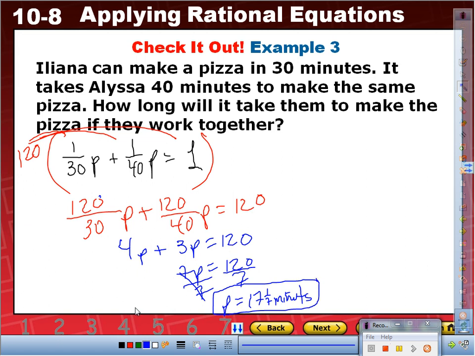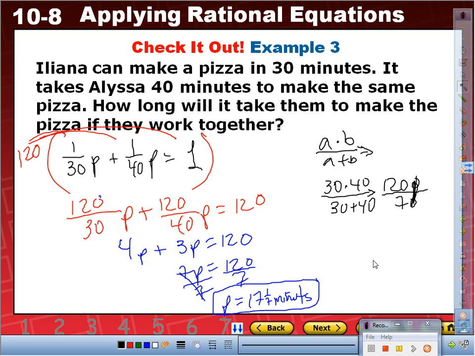So that's one way. What was the other way? Let's see. A times B over A plus B. That's true. Who did it this first way? I did. Who did it the second way? I was so confused on the second way. I just did the homework. 30 times 40 over 30 plus 40. This becomes 1200. This is 70. Get rid of some zeros. And at the end, we end up with 17 and 1/7 minutes.